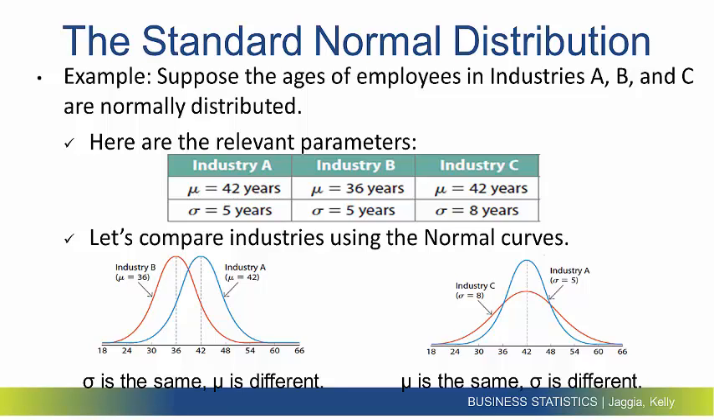On the other side of the slide, you'll see we're comparing industry A and C. They have the same mean, and so therefore the distributions are overlaying, but the standard deviations are different, and that's why we see that different shape. The standard deviation for industry A is 5, and industry C has a standard deviation of 8, meaning the data is more spread out.